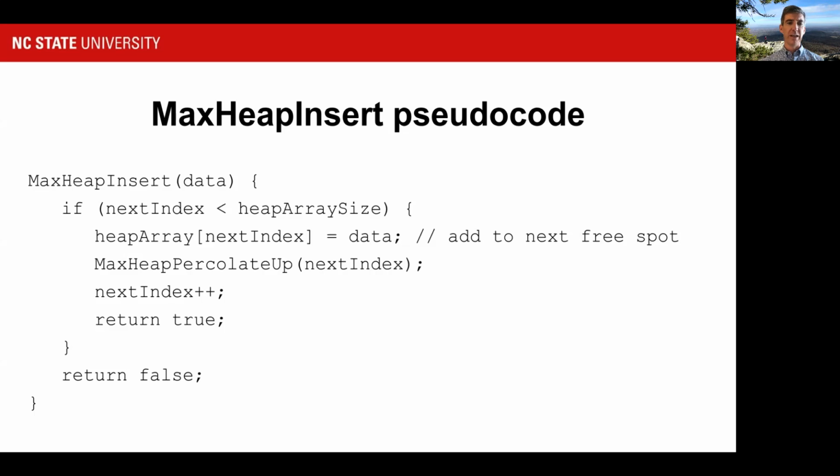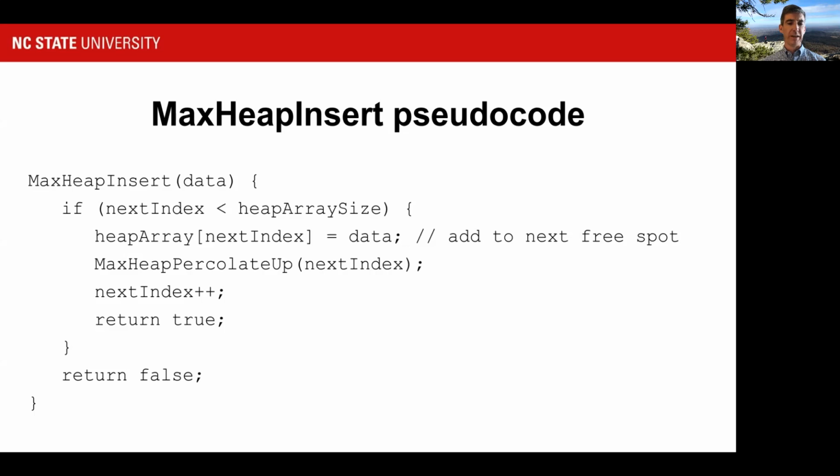So we just set heap array at next index equal to our data to put it in the next available spot. Then we call max heap percolate up, because we might have just inserted into the heap a big value, and it might actually be larger than its parent. So this max heap percolate up is going to check whether this new node is bigger than its parent, and whether we need to swap them. But we're just going to call it as a function. I don't have all that code written out here. We'll look at the max heap percolate up pseudocode next to see how it works. After we call max heap percolate up, we increment next index, then we return true.